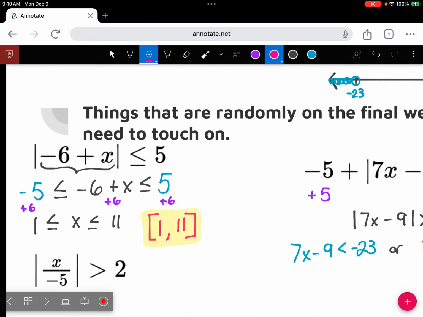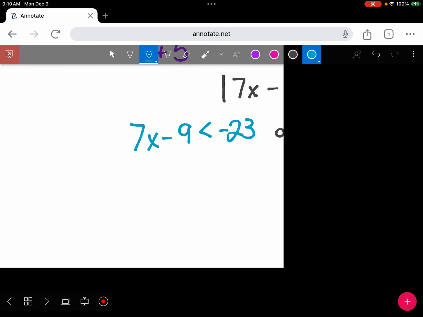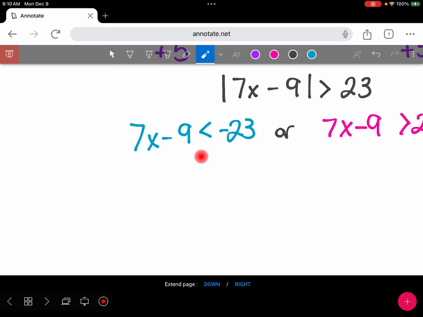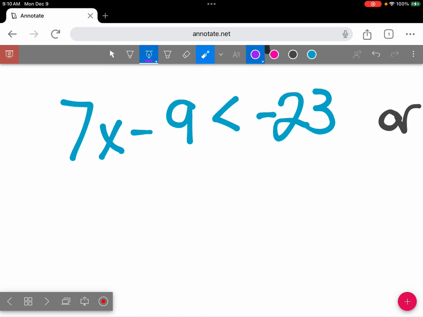The reason we didn't have that on the left-hand one, just so we have the picture up here, is we were looking at our positive 5 and our negative 5, and it was between. We were in between the positive 5 and the negative 5. So down here, our 7x minus 9 less than negative 23. What do we do on this one?